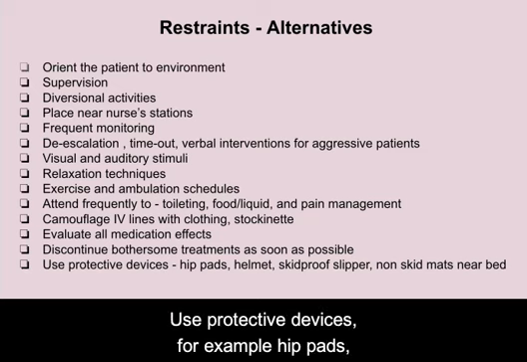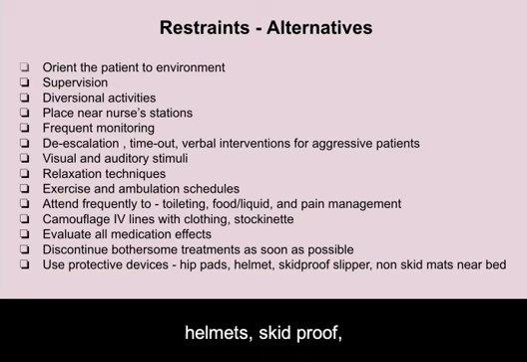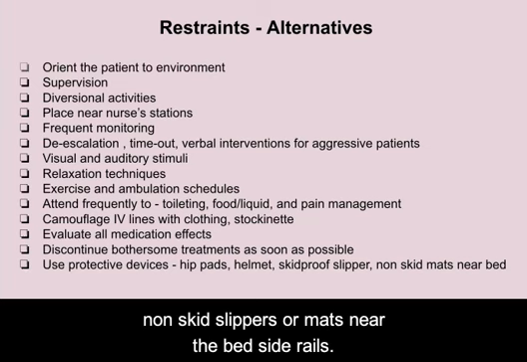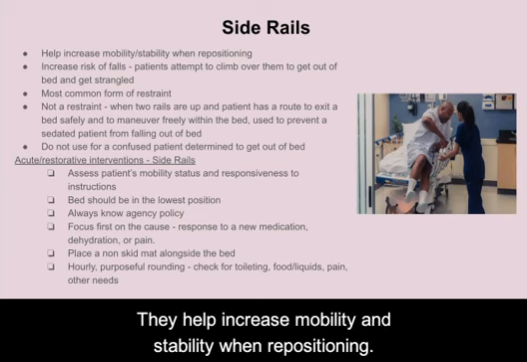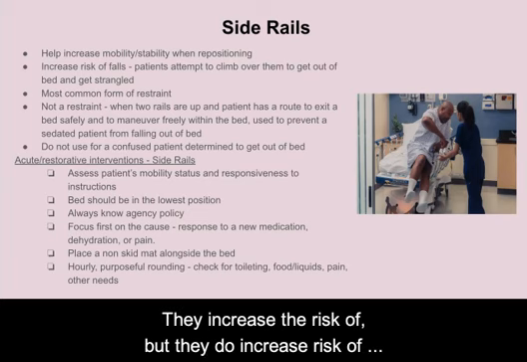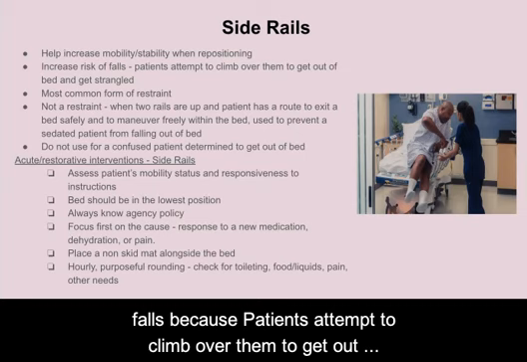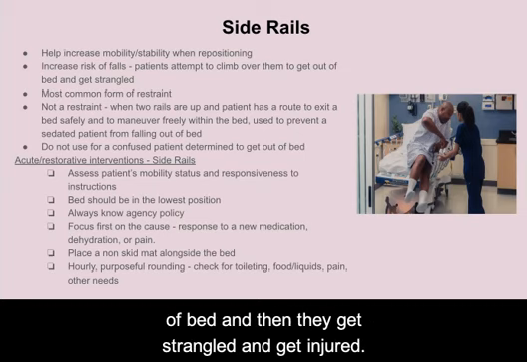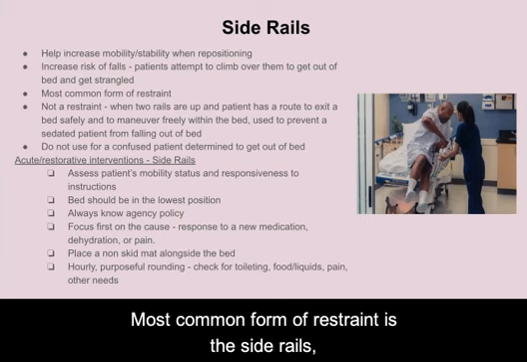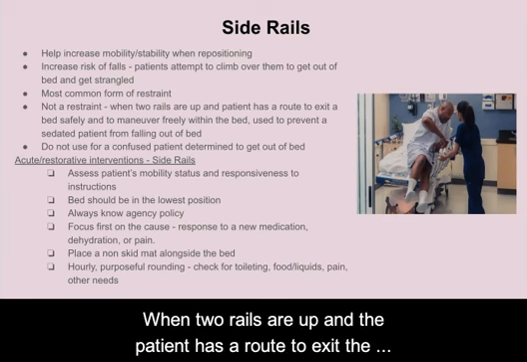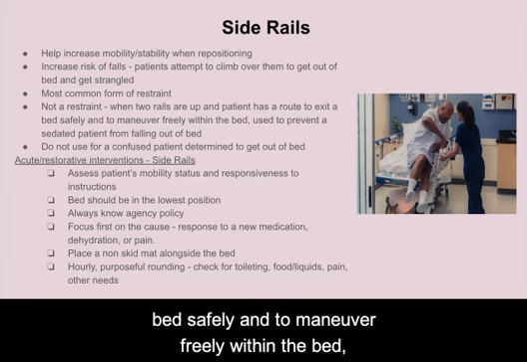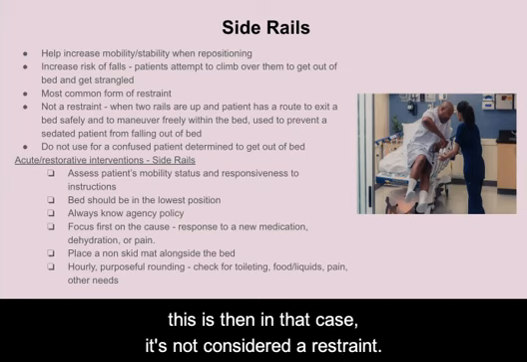Use protective devices, for example, hip pads, helmet, non-skid slippers or mats near the bed. Side rails. They help increase mobility and stability when repositioning. They do increase the risk of falls because patients attempt to climb over them to get out of bed and then they get strangled and injured. The most common form of restraint is the side rails, but it's not a restraint when two rails are up and the patient has a route to exit the bed safely and to maneuver freely within the bed.